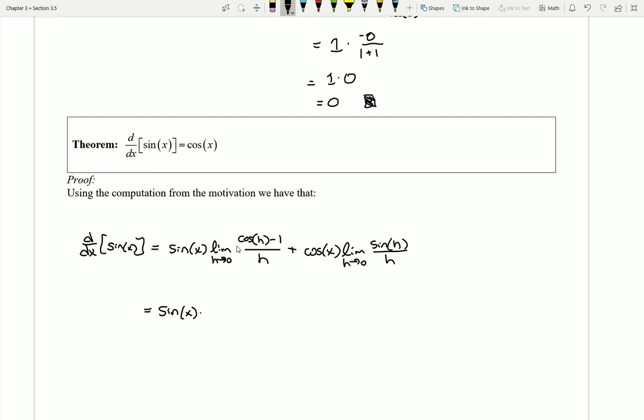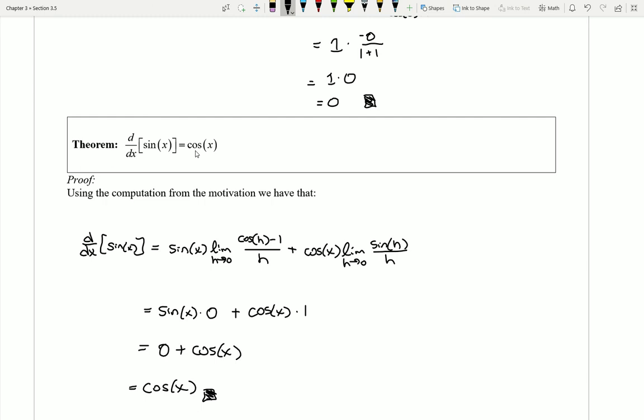And so, of course, if we substitute in now what we know those limits to be, we can see that this first limit evaluated to be 0, and the second limit evaluated over here to be 1. So I get a final result of 0 plus the cosine of x, which just is the cosine of x. So how about that? The derivative of the sine function actually just simplifies to be the cosine.